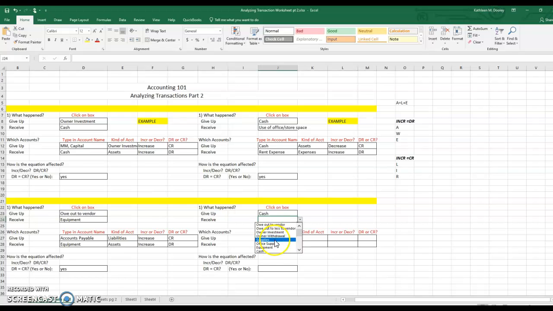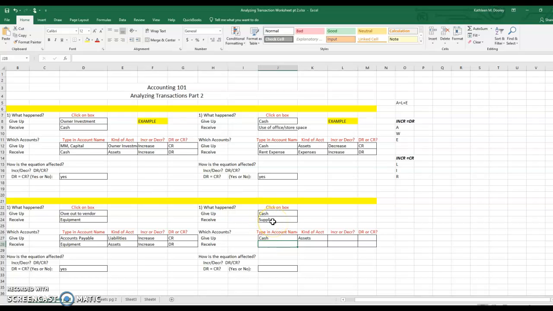Supplies. Okay, so remember that the difference between equipment and supplies is that equipment, we're going to be able to use that for years. Supplies, usually, we're only going to use it for a matter of months and we're going to use it up. We're going to use it up in less than a year. It's a current asset. Okay, so for my give up, I gave up cash, so now I need to find an account. So of course we'll use cash, and we know that that is an asset.